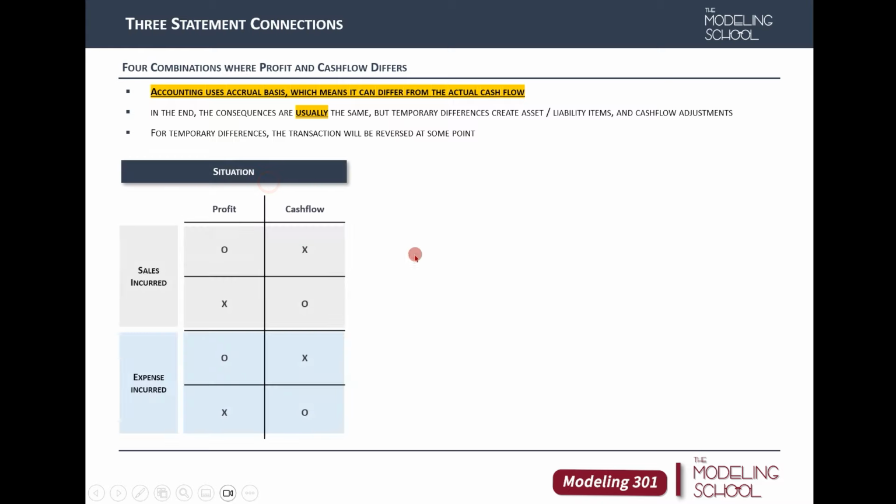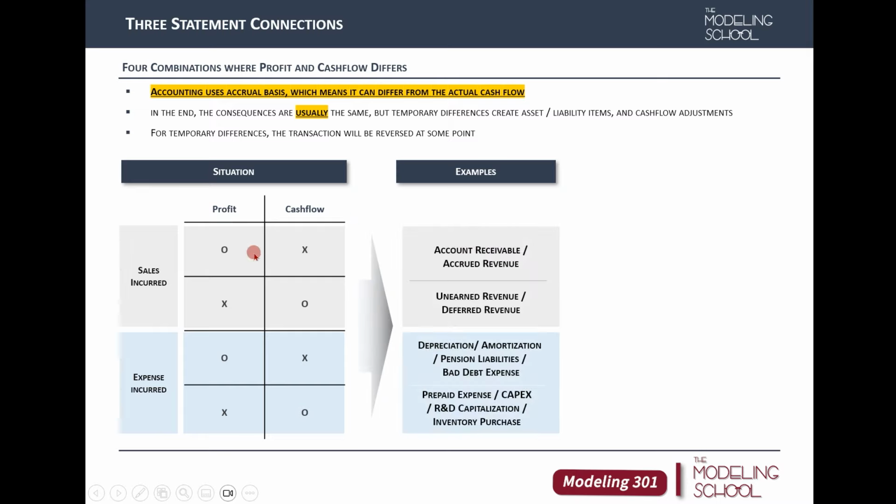So let's go over the different types of situations where cash flow and accounting-based profit can differ. First, we have a situation where in the income statement, it is recognized as revenue or profit. However, on the cash flow statement, there can be times where cash has not been actually collected. There can be opposite situations where in the income statement, it has not yet been recognized as profit, but you have received cash. So there was a cash inflow.